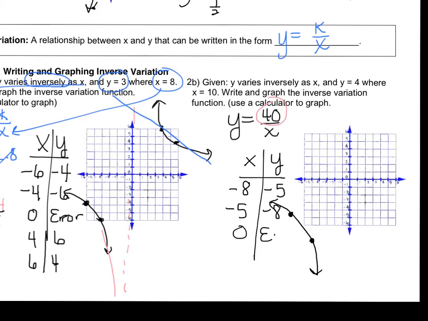At 0, we have an error, and since I picked those points on the negative side, it's pretty much going to be the same thing, but on the positive side. So positive and positive. So I'll plot those, (5, 8) and (8, 5), and draw the curve just like that.